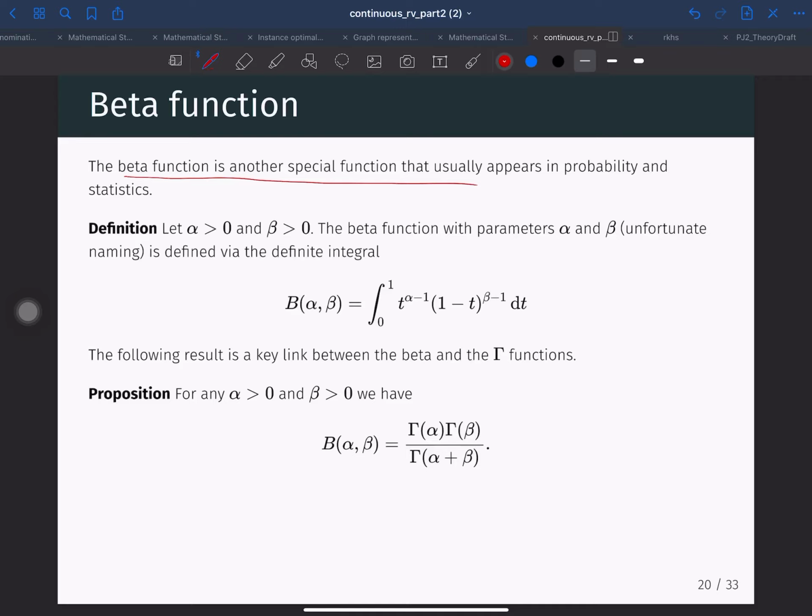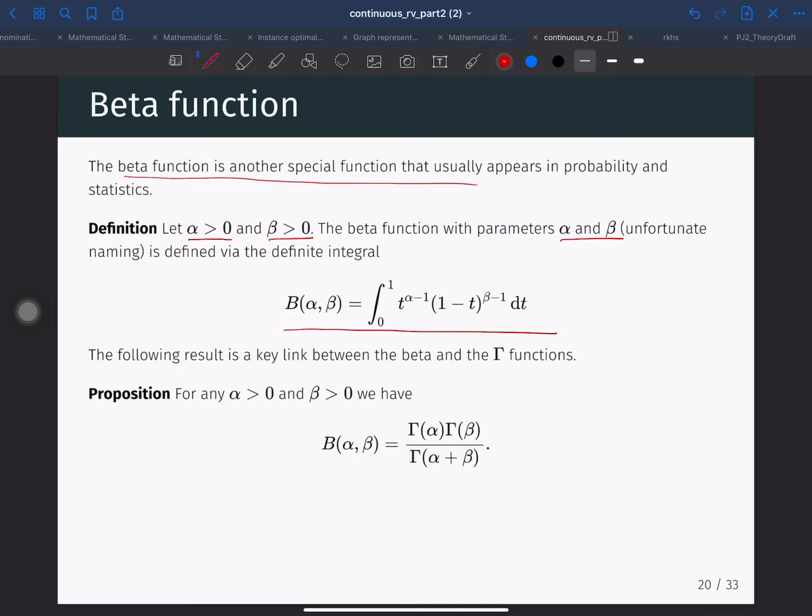So the beta function is defined via two parameters, alpha and beta, both of which are positive. Then the beta function with these parameters alpha and beta, unfortunate naming because the function name is also the name of the parameter. But in any case, that beta function is defined via this definite integral here. So this integral looks reasonably simple, say for alpha and beta small.